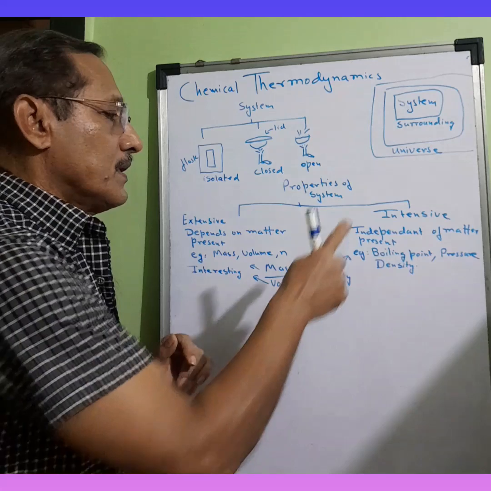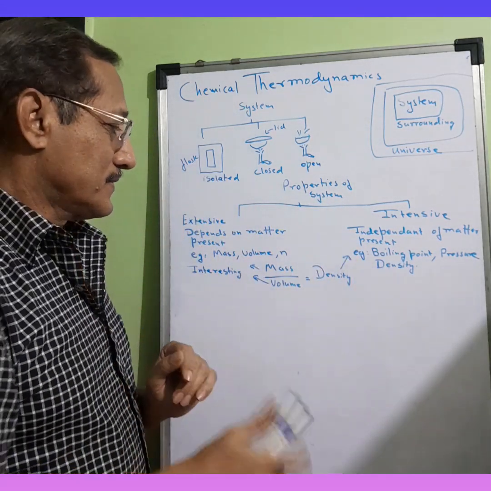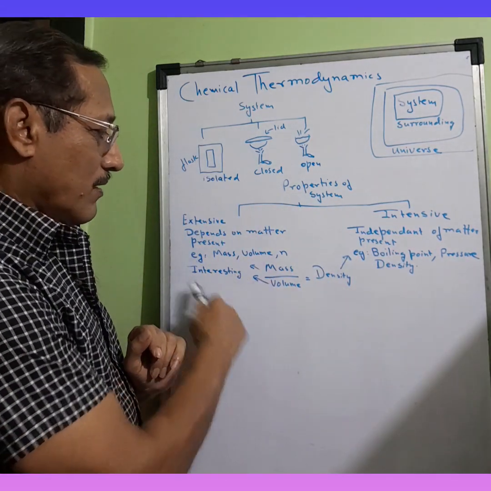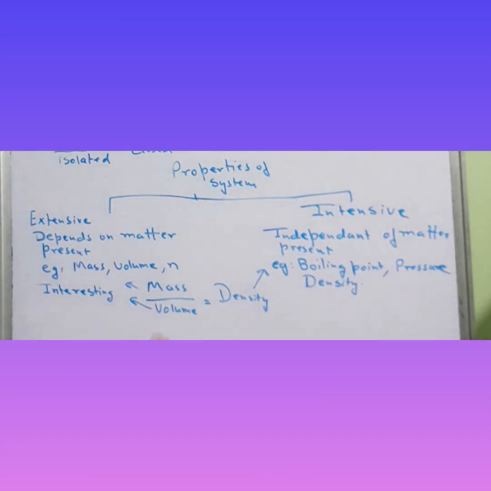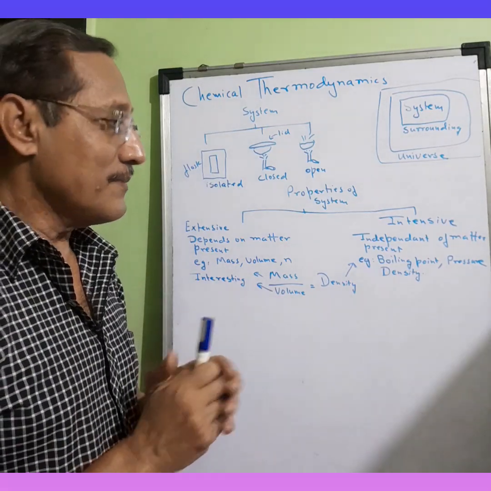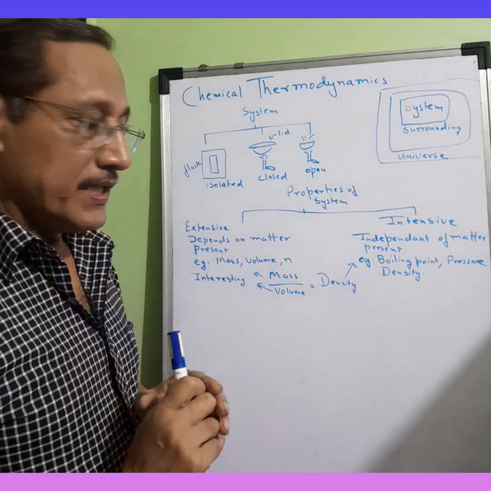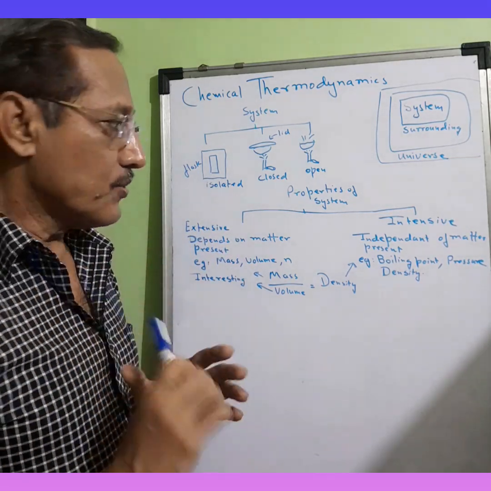Now there's something interesting. Check out over here. Mass is extensive, depends on matter. Volume is extensive. But when you divide mass by volume, it's density, which is an intensive property. Isn't it interesting?